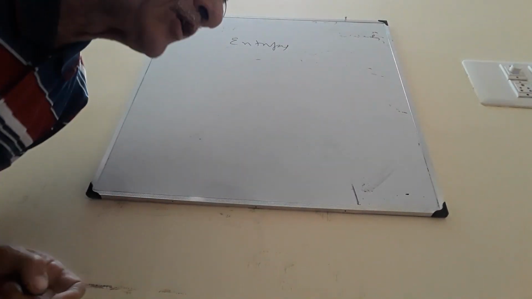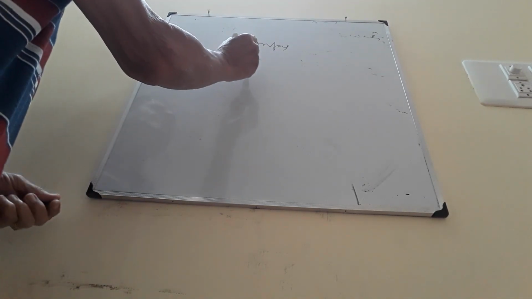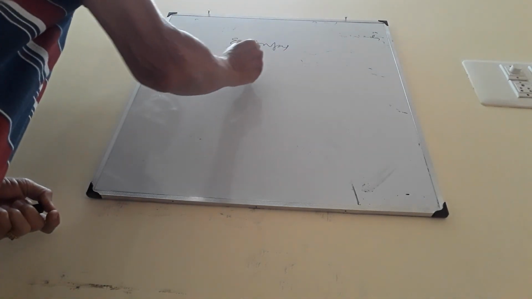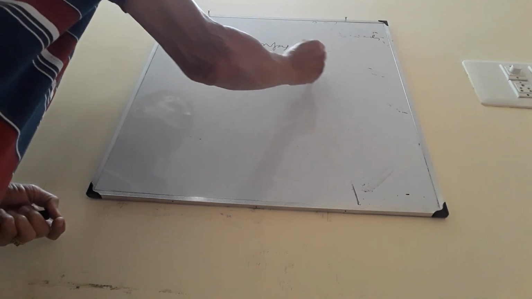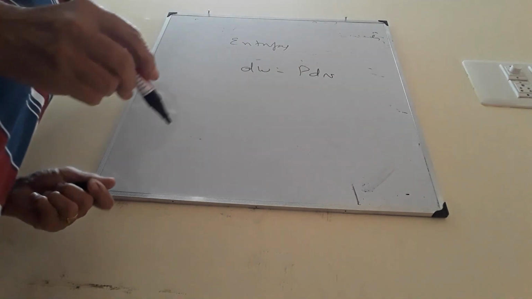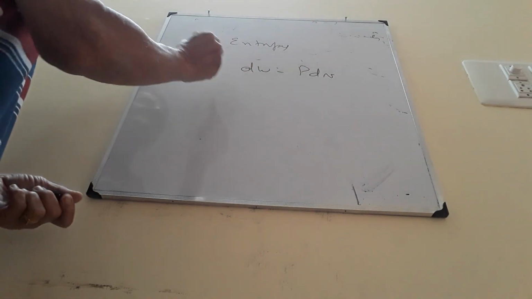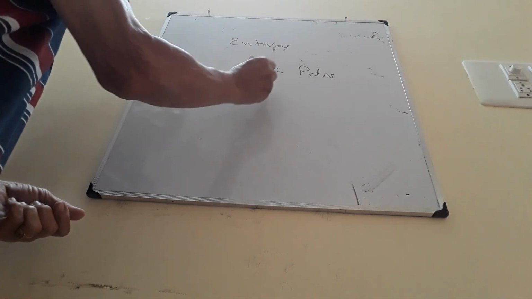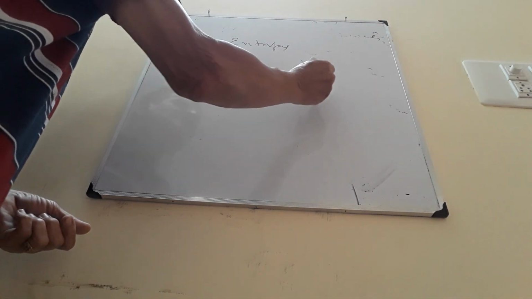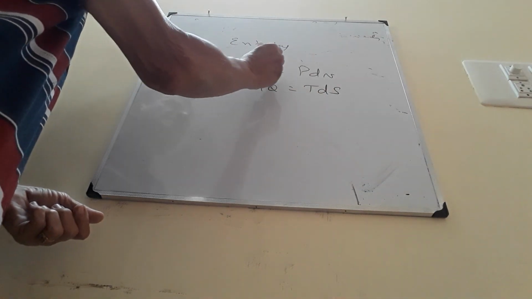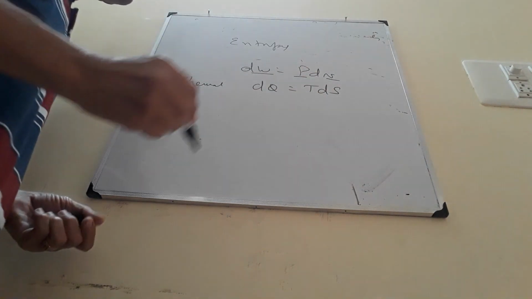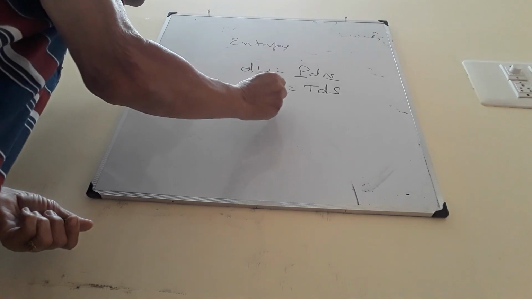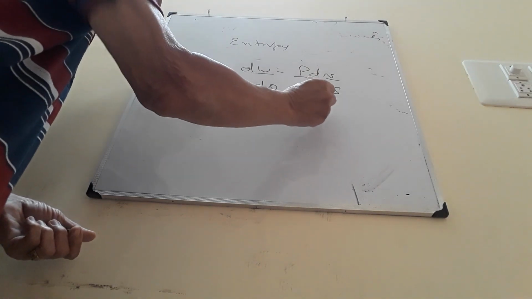How to explain entropy? We know that dW is equal to P dV. This is for a mechanical process. Similarly, for a heat transfer process, a thermal process, we have dQ equal to TdS. See, this is work, pressure, volume. Your heat, temperature, entropy.